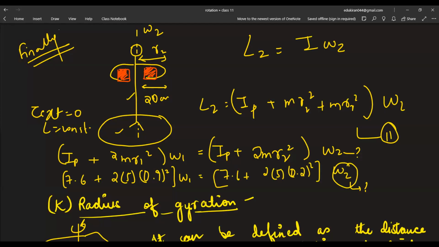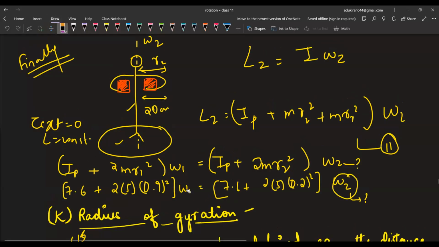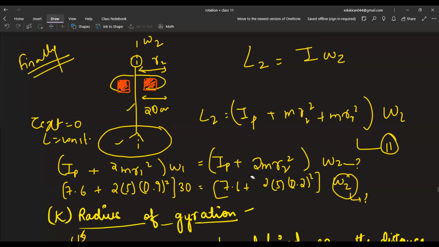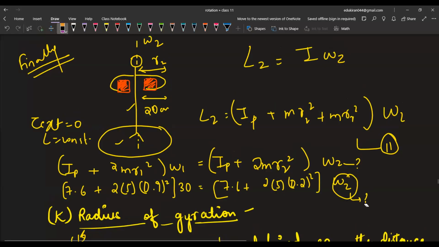This is also given. This was 30 rotations per minute, right? This also let me write. So you just have a simple linear equation with one variable. If this also I'm going to solve, that what you are going to do. Right? At least these simple calculations you all should be able to do. You answer this, tell me what are your answers.